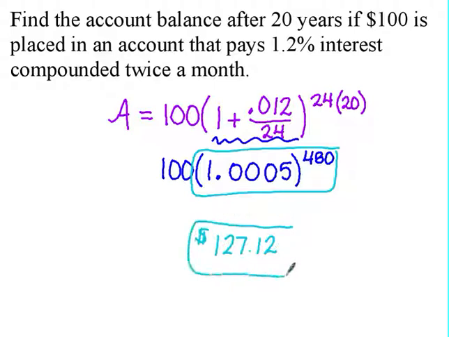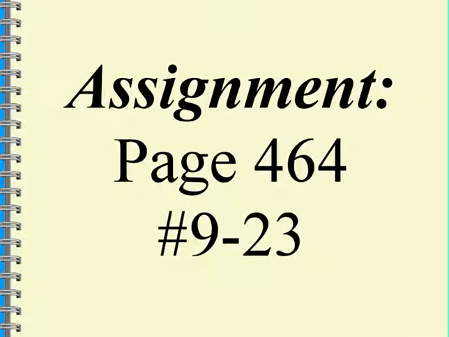So really your $100 isn't making a whole lot of money. I mean, over 20 years you made $27. Woohoo, you made $1 a year. Okay, so anyway, questions on that? All right, your assignment then. Page 464, 9 through 23. Okay, page 464, 9 through 23.